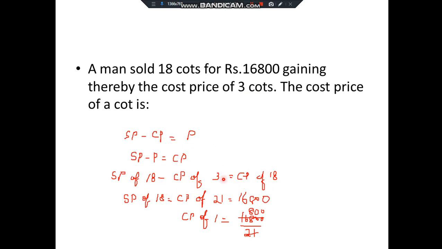Now take the cost price of 3 to the right hand side. So it becomes SP of 18 is equal to CP of 21. Both are equal to 16,800. Now we have to find the cost price of 1 cot. So CP of 1 is equal to 16,800 divided by 21. On cancelling you get the value as 800. Hope you understood. Next question.